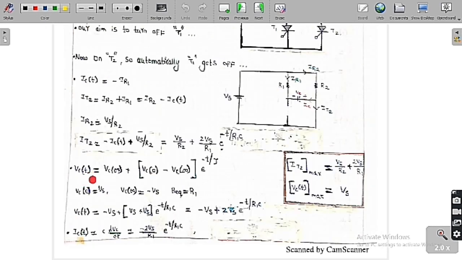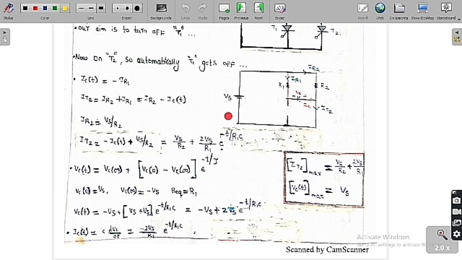Already told you the capacitor voltage is equal to final value plus (initial value minus final value) into e to the power of minus t by tau, which is minus t by 2. So I want to find what is the value of the capacitor voltage. Already I have told you the initial value of the capacitor voltage is plus Vs, and the final value I want to figure out. At final value the capacitor is going to get fully charged, so fully charged means current is equal to 0. So current in this branch is 0.